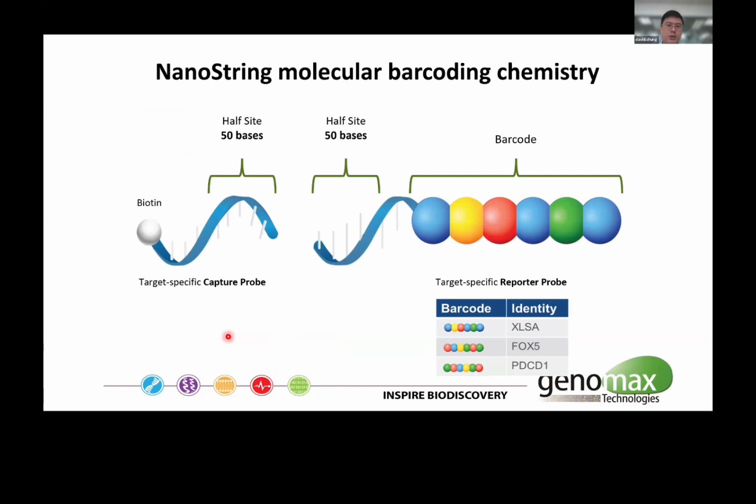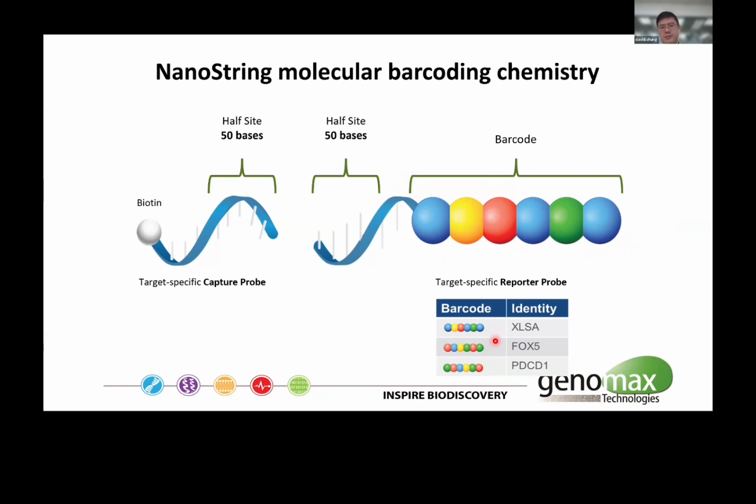So here we have a quick look at how the assay works. It basically works using what we call a molecular barcode, with a 2-probe hybridization system. You have a capture probe and a reporter probe. The capture probe is biotinylated, and the reporter probe is conjugated with 6 fluorophores, which are used as a molecular barcode. There are 4 different colors, and the dyes are arranged in different positions. For example, different color combinations help the instrument identify different genes present in the sample.